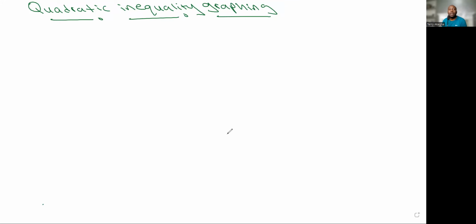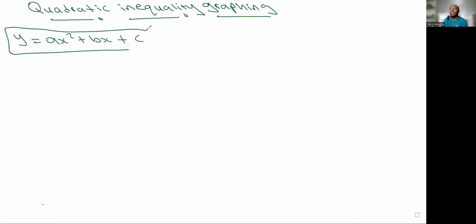Now, it's also very important for this that you try as much as possible to review the way of sketching a quadratic graph, because it's almost exactly similar, with just one or two extra steps. So just to remind you, I told you the quadratic equation is y equals ax squared plus bx plus c. This is the normal quadratic equation.